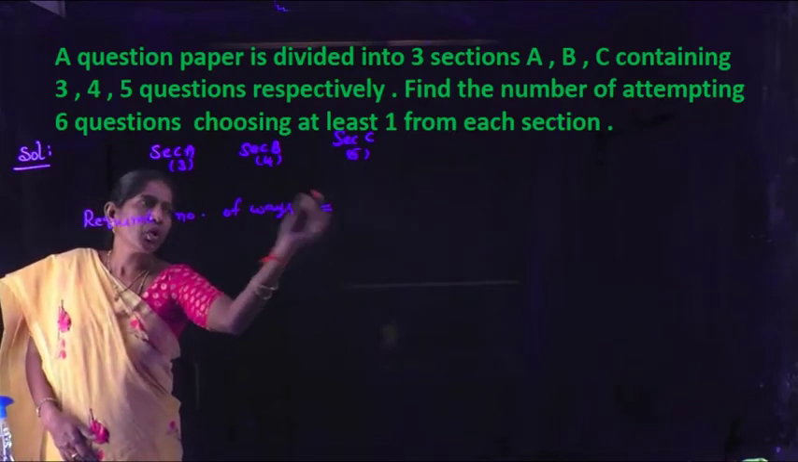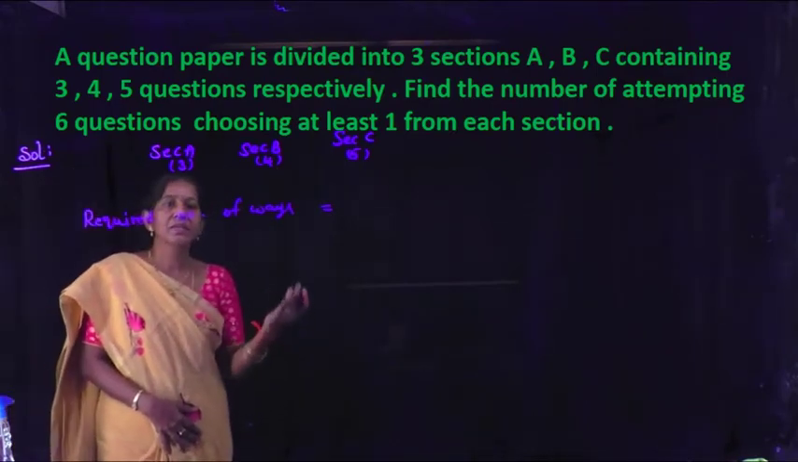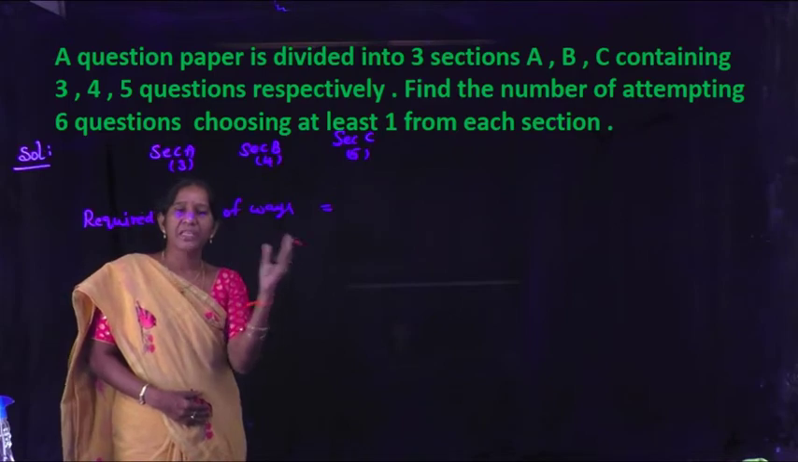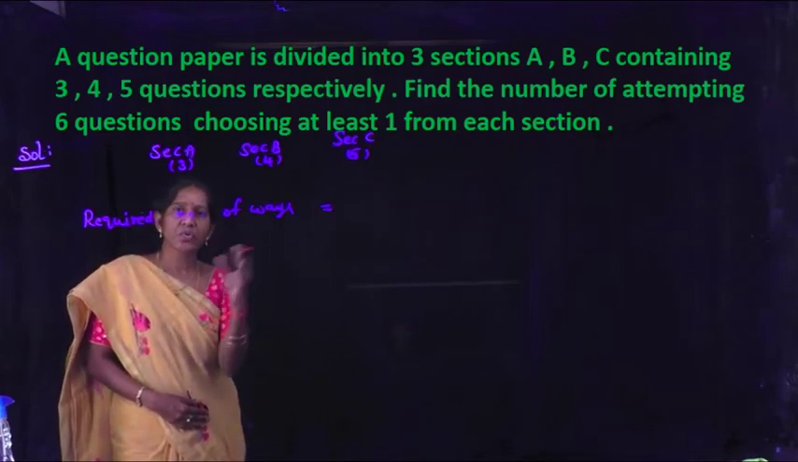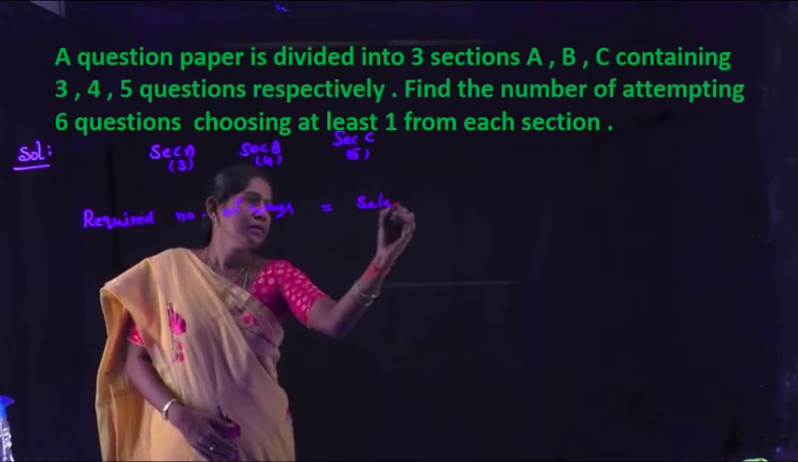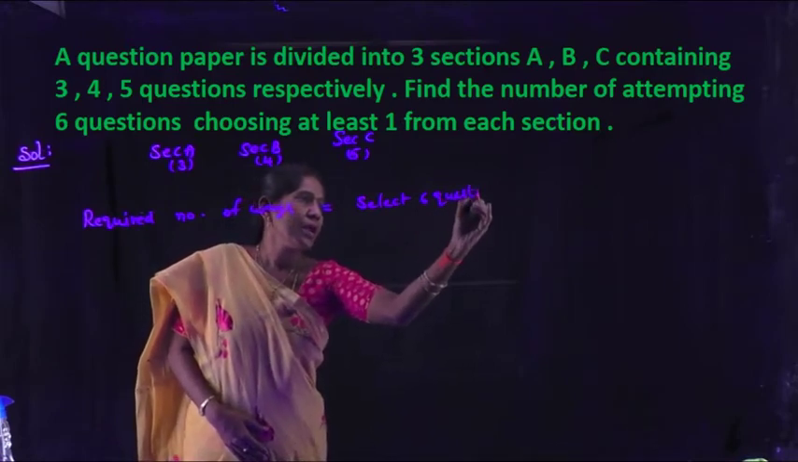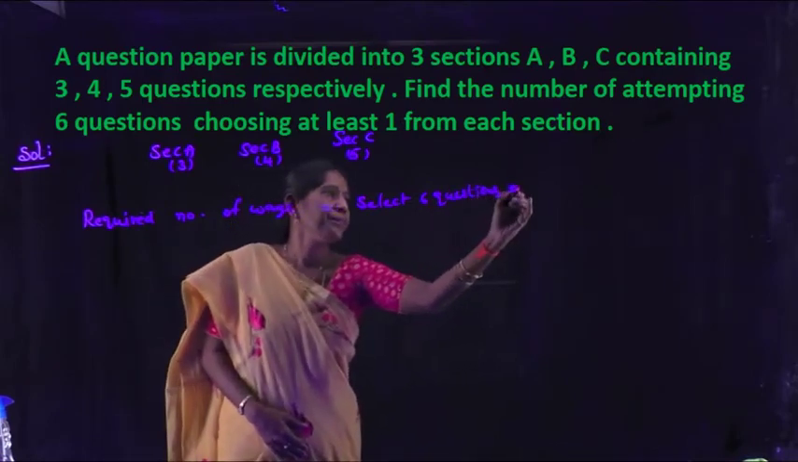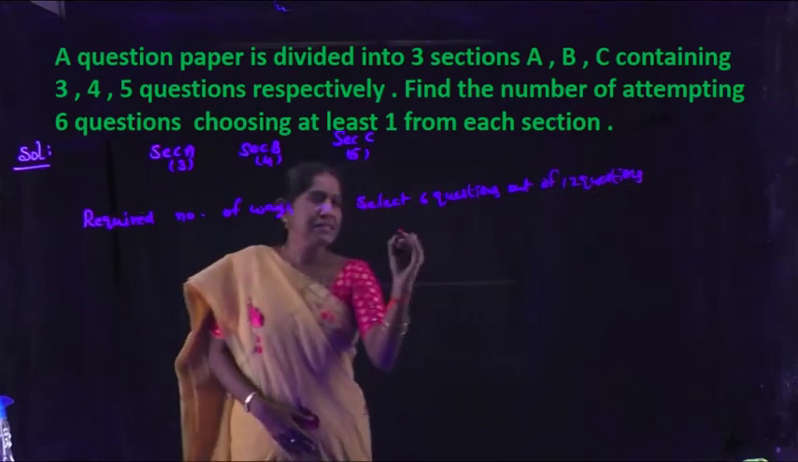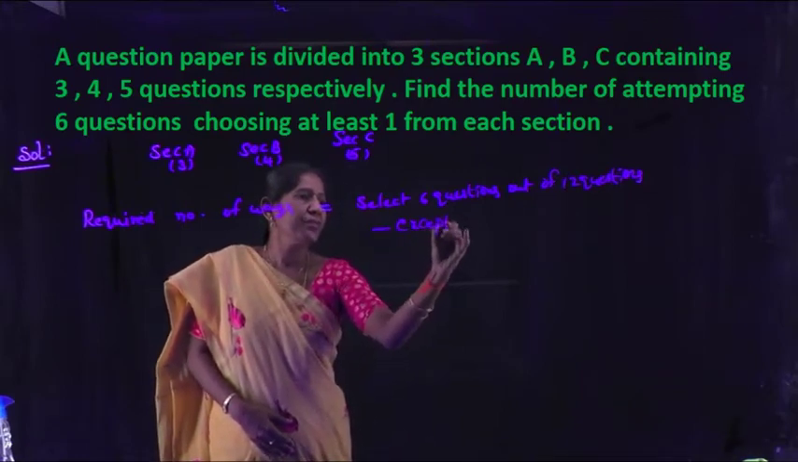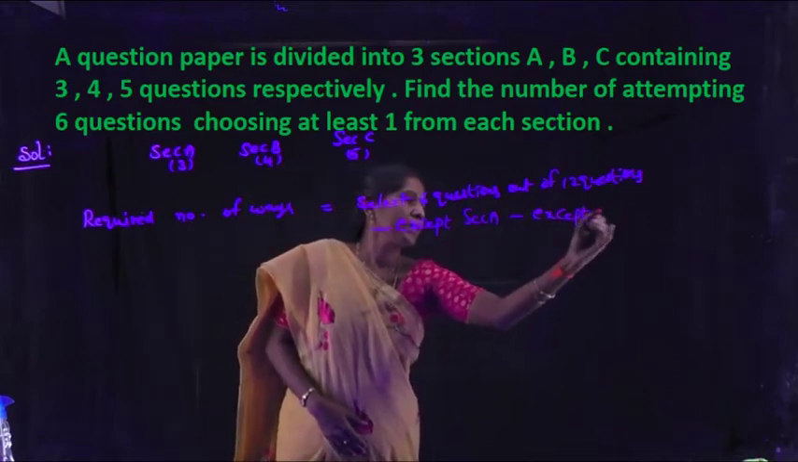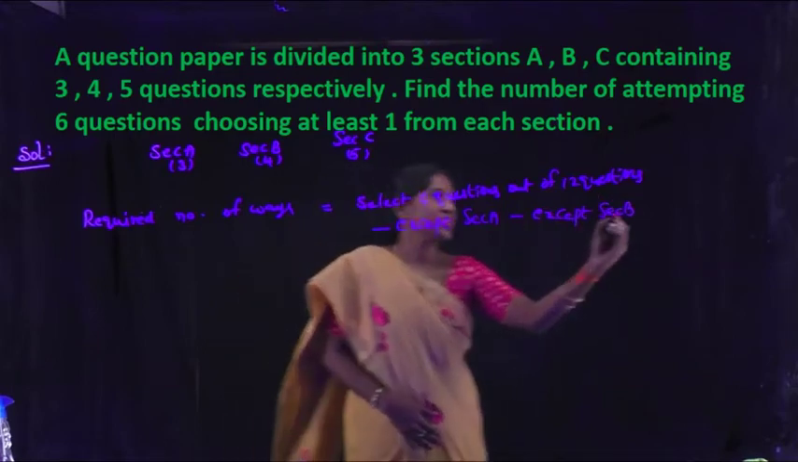That is, total questions given in the sections, 12 questions are there. We have to choose at least one from each section and choose 6 questions from 12 questions. So select 6 questions out of 12 questions, minus except section A, minus except section B, minus except section C.